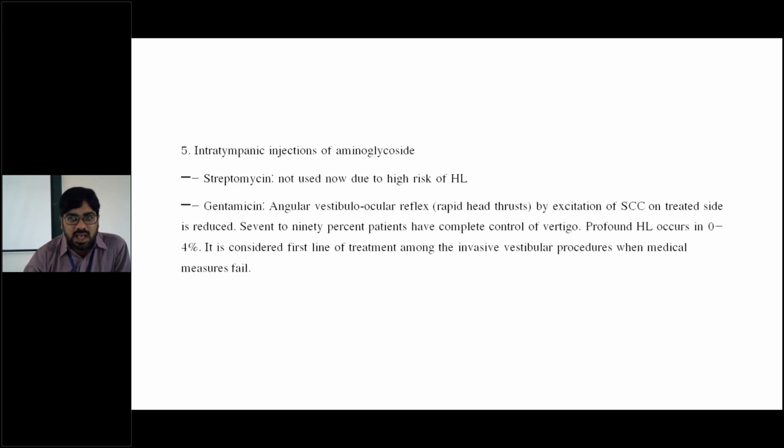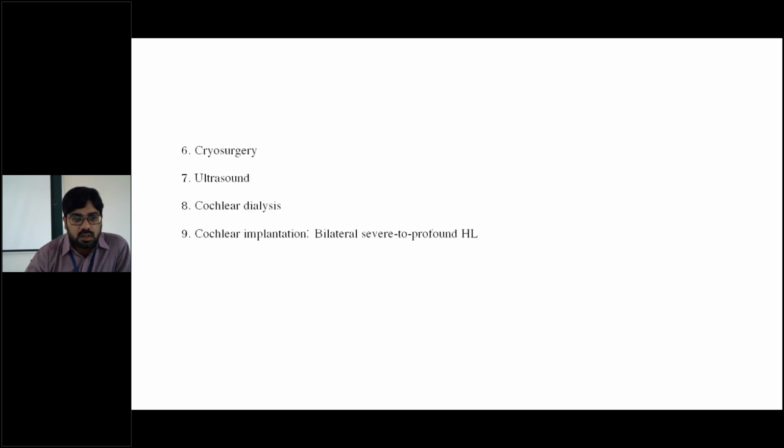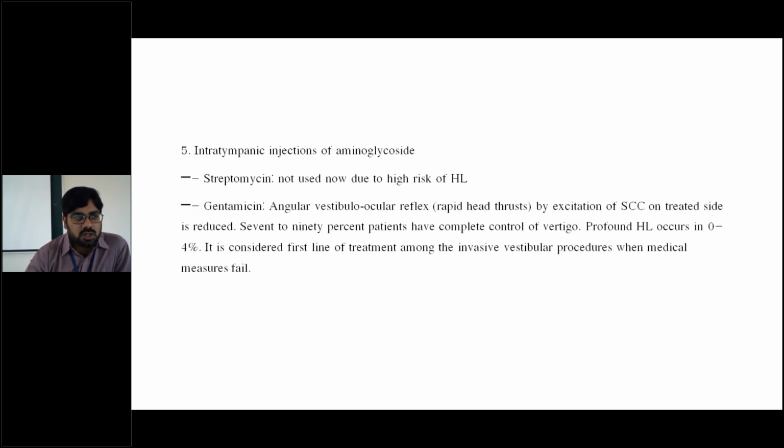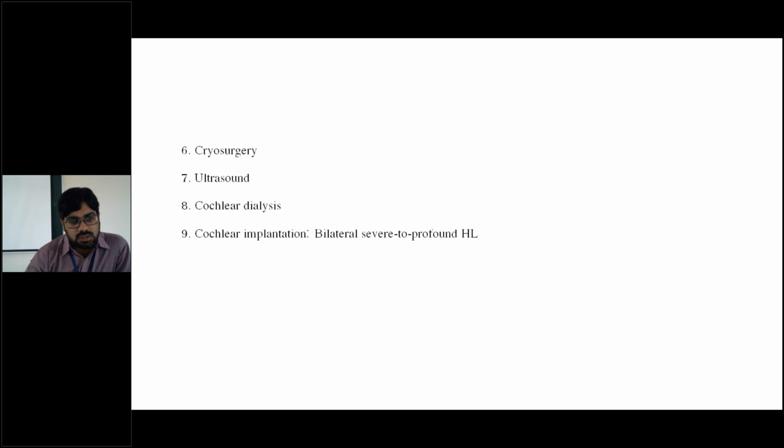Sometimes we do streptomycin and gentamicin injections, chemical ablation, we also do intratympanic injections of aminoglycoside. These are some minor procedures. So these are also surgical type. We can also go for cryosurgery, ultrasound, or cochlear dialysis, cochlear implantation. If it's a bilateral severe to profound hearing loss, then we can go for a cochlear implantation, so that will improve the hearing of the patient.